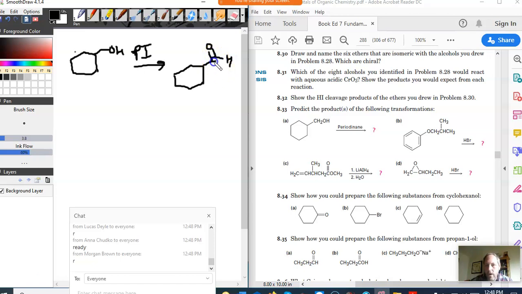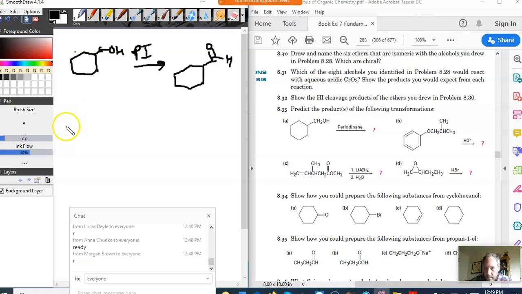Remember that there's only one carbon here. That's a carbon. That's a carbon. So that alcohol gets oxidized up to an aldehyde. It stops at the aldehyde. All right. Questions? Good.